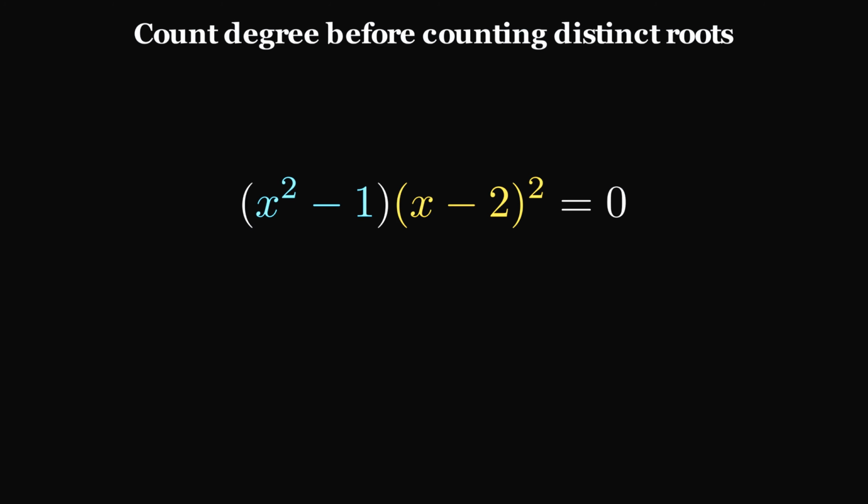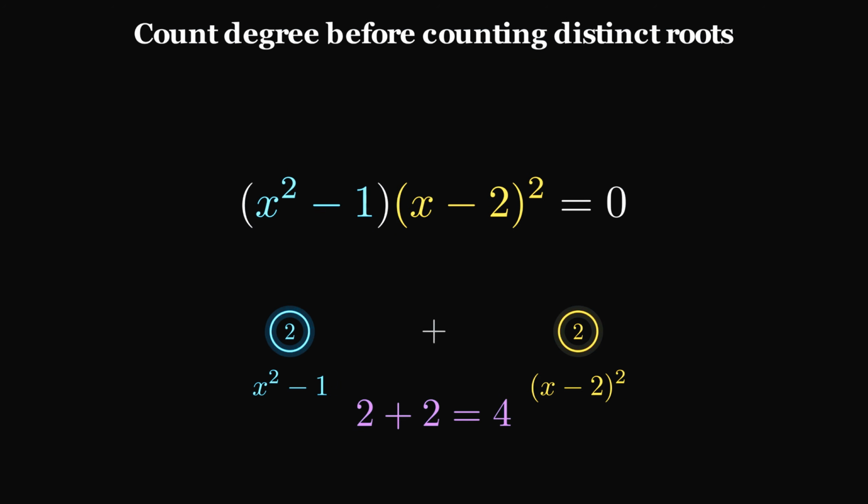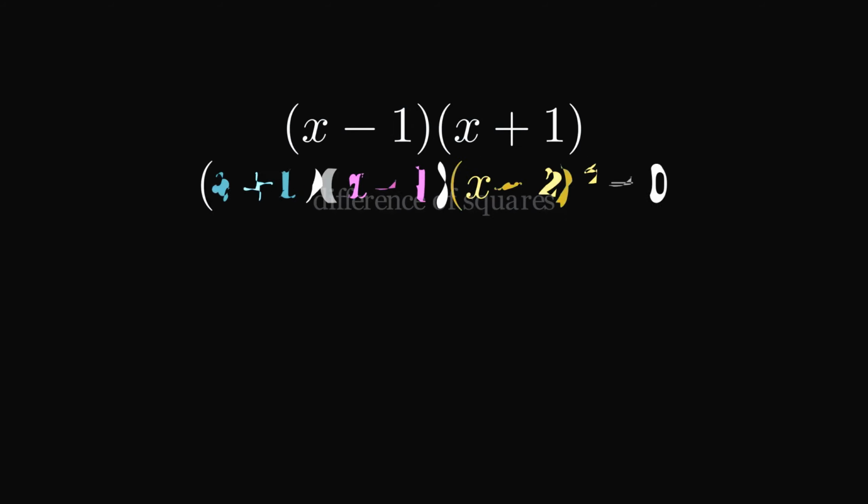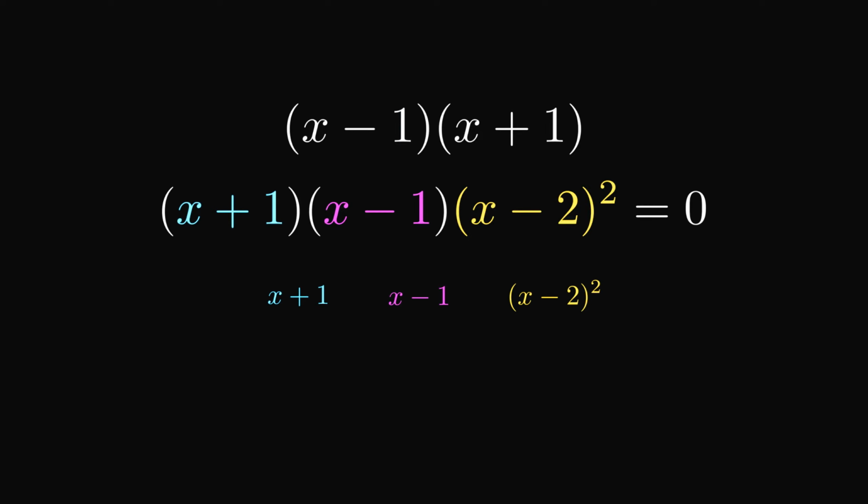Consider the equation (x² − 1)(x − 2)² = 0. This is a fourth degree polynomial because x² − 1 has degree 2, and (x − 2)² also has degree 2. Add the degrees, and the total degree is 4. Now factor the first part. x² − 1 becomes (x − 1)(x + 1). So the equation is (x + 1)(x − 1)(x − 2)² = 0.